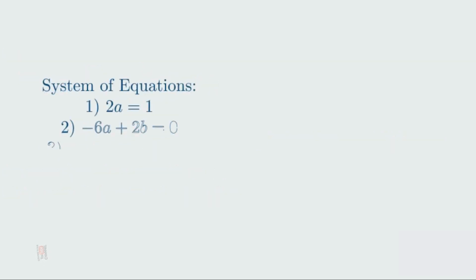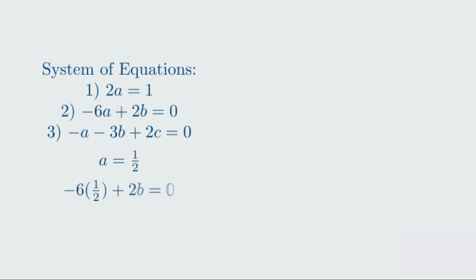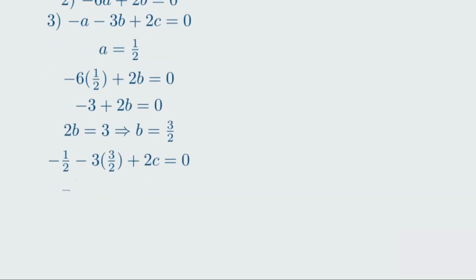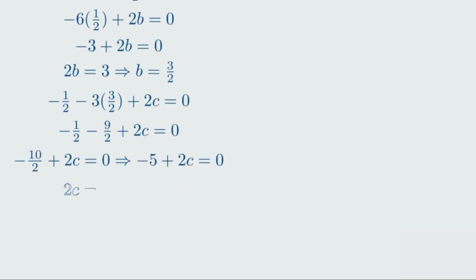Now, let's solve the system of equations derived from comparing the coefficients. From the first equation, we immediately see that a equals 1/2. Substitute a equals 1/2 into the second equation, -6 times 1/2 plus 2b equals 0. This simplifies to -3 plus 2b equals 0, which means 2b equals 3, so b equals 3/2. Finally, substitute a equals 1/2 and b equals 3/2 into the third equation to find c.